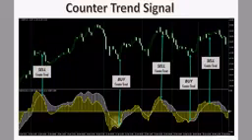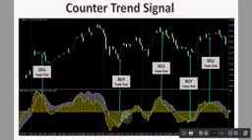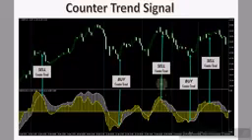The same thing here, we are in a downtrend. The yellow MACD has crossed above the white MACD. We got a buy signal. Another sell signal here, we are in an uptrend. The yellow crosses below the white MACD, giving us a sell.